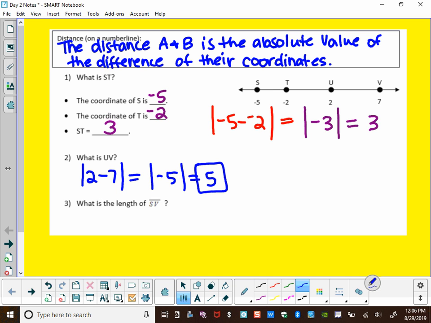So you guys do number 3. It asks you for the length of SB. If I go too fast, just let me know, because sometimes I listen back and I'm like, whoa, that was way too fast.